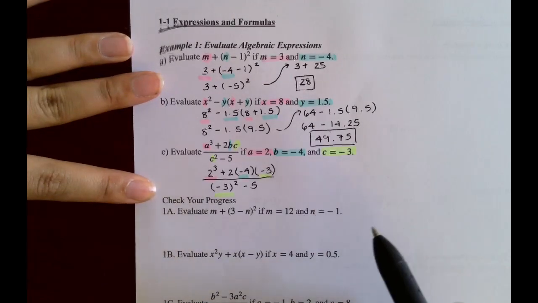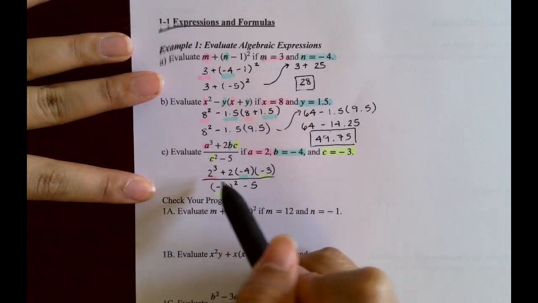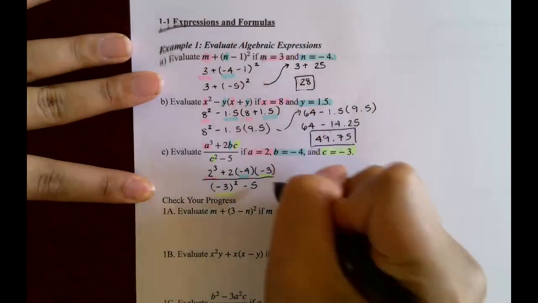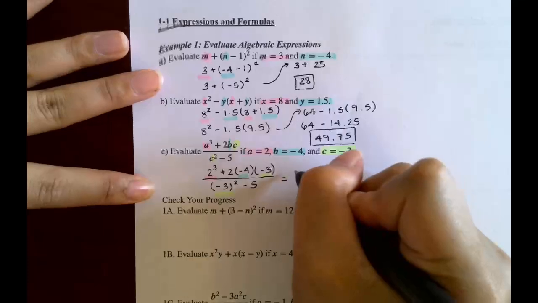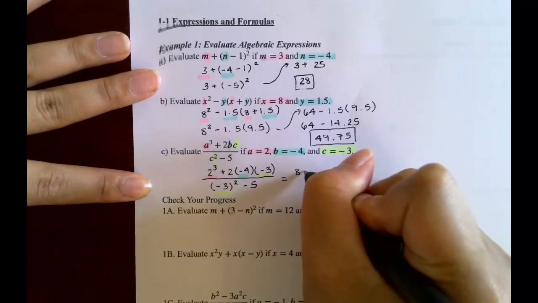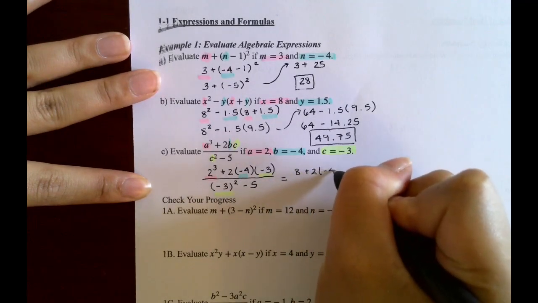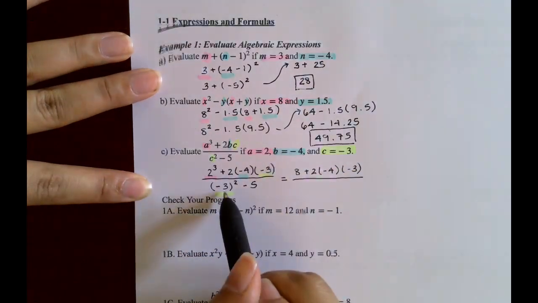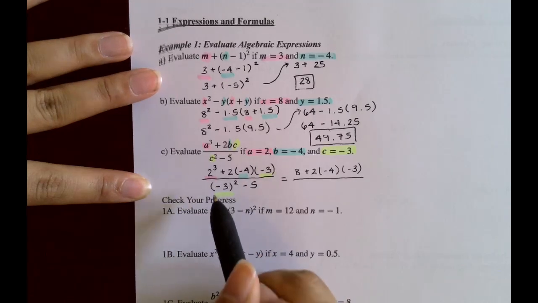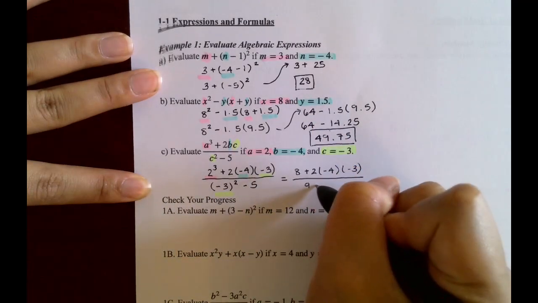Now, order of operations. There isn't any grouping, so we're going to start with our exponents. 2 cubed is 2 times 2 times 2, which is 8. Then whatever I haven't done, I copy it over again. I have another exponent here. Negative 3 squared is negative 3 times negative 3, which is 9.